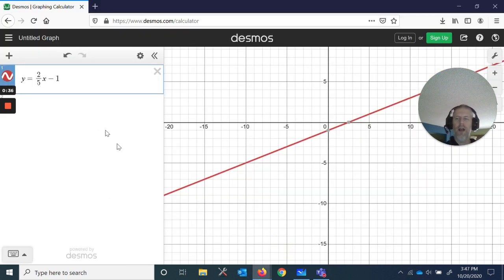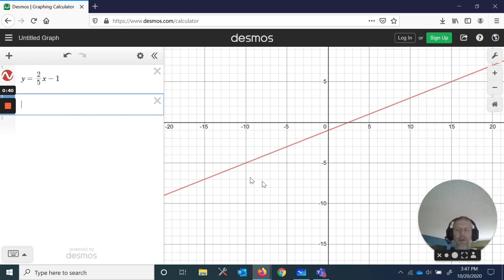So I've started with our graph here, and this is our line y equals 2/5 x minus 1. So here's my y-intercept at -1. If I go up 2 of a rise and run to the right 5, 1, 2, 3, 4, 5, that takes me to the next point on my graph, sort of like I connect the dots. Rise of 2, run of 5, and there we go.